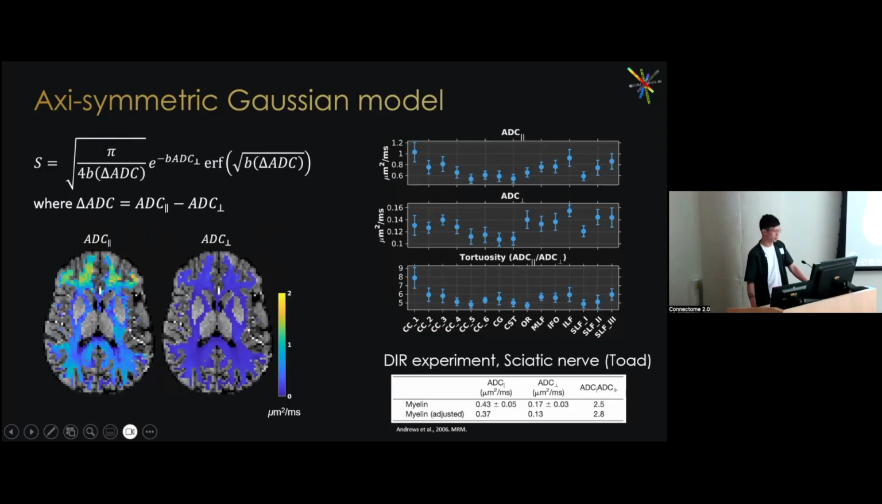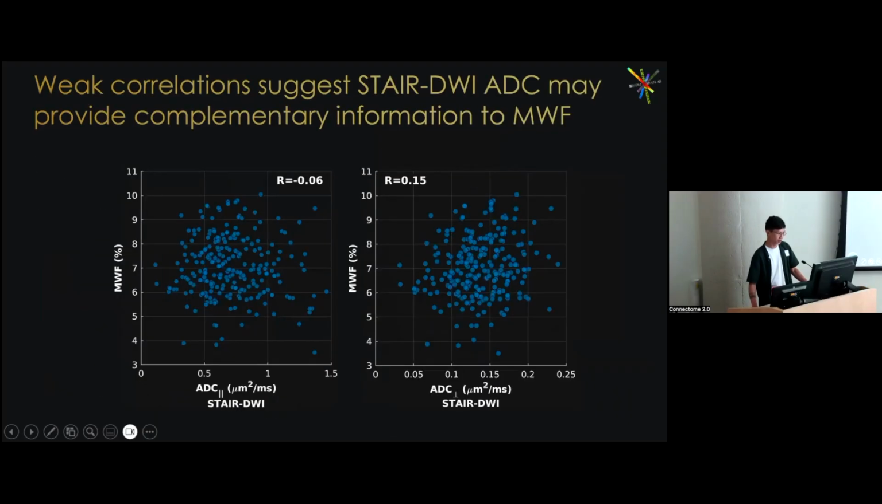When we compare these results to a previous study using double inversion recovery experiments, we can see that the result we obtained in vivo is much more anisotropic compared to the DIR experiments. But the apparent diffusivity perpendicular to the axons is very close to what was previously suggested.